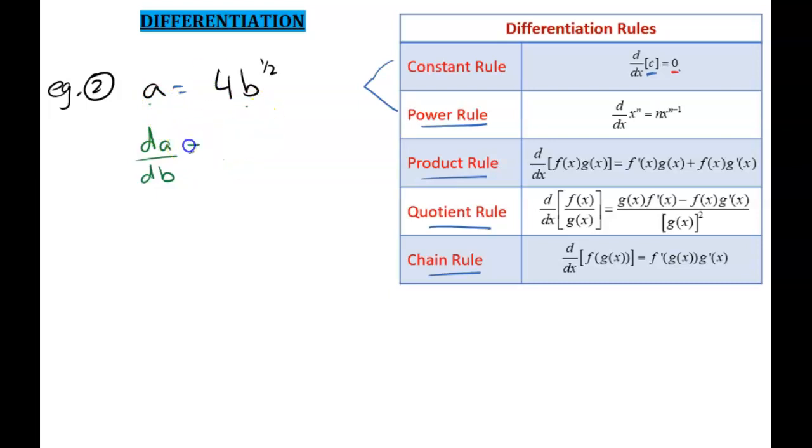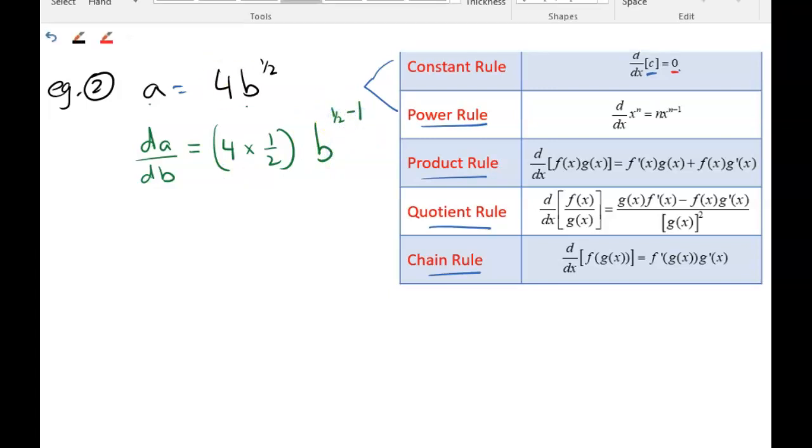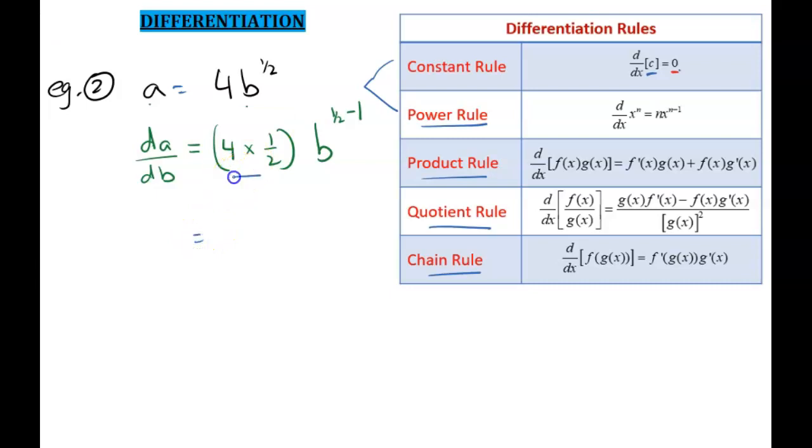So now moving on, again I differentiate. This will be 4 multiplied by a half as my coefficient, write back my b, and it will be a half minus 1. So now simplifying this, my next line will be 2b to the minus a half. Now we try not to leave it like this, so I will write 2 over b, and a half means, well, root.